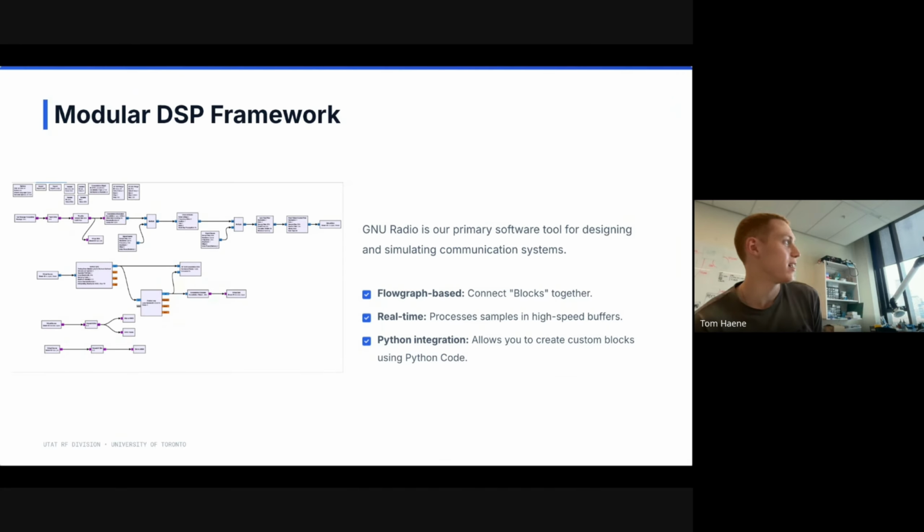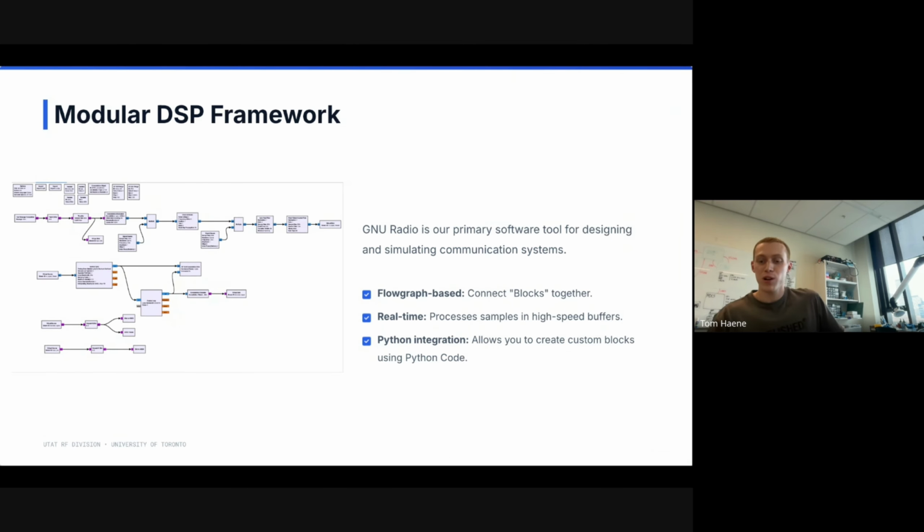Immediately we notice that everything is blocks, and that is kind of GNU Radio's MO. It's a software tool for designing and simulating communication systems. It's flow graph based, so it's just dragging and dropping blocks, which is great. No code. There could be code because you can make custom blocks and define what they do, but for the most part, it's just adding and dropping blocks. It's really easy. It processes samples in real time. And there's Python integration, which allows you to create custom blocks using Python code, which is really, really handy. So yeah, this is what we're working with.